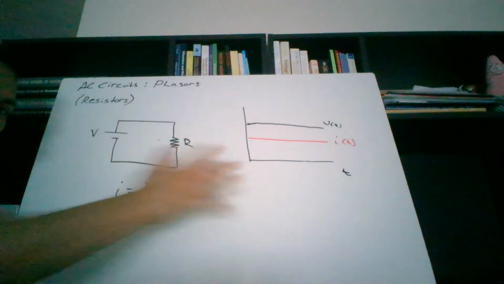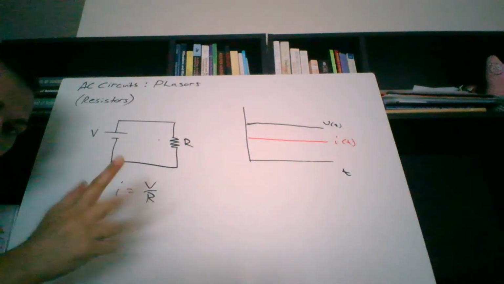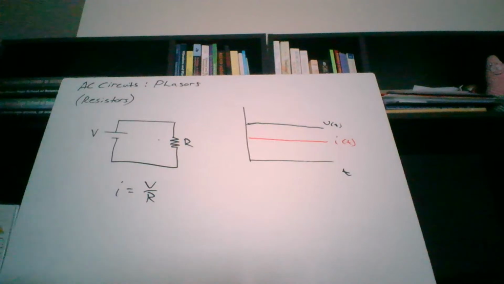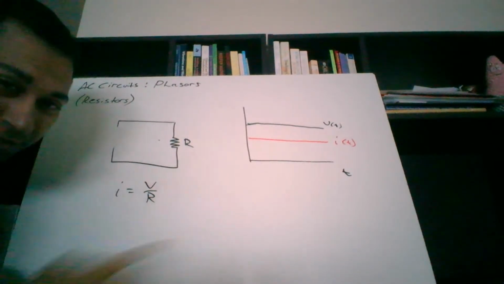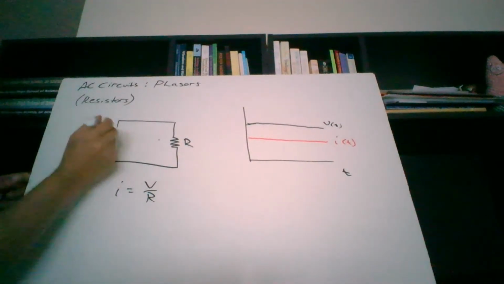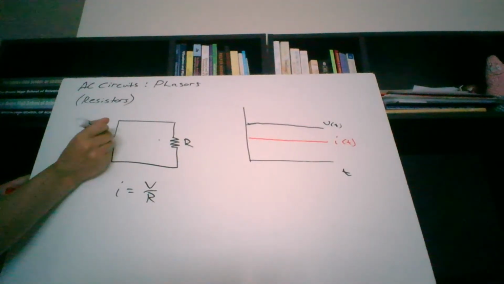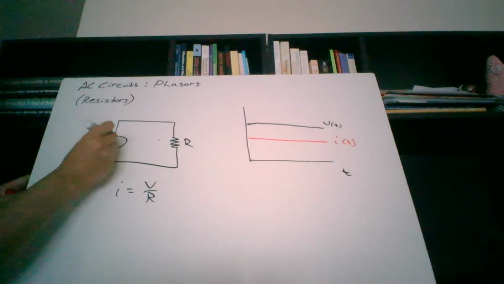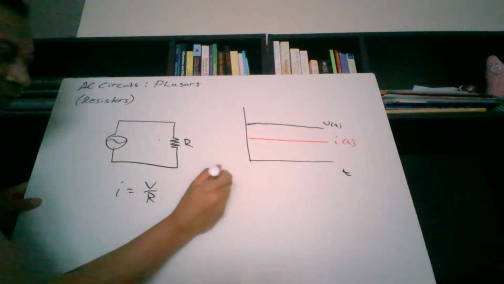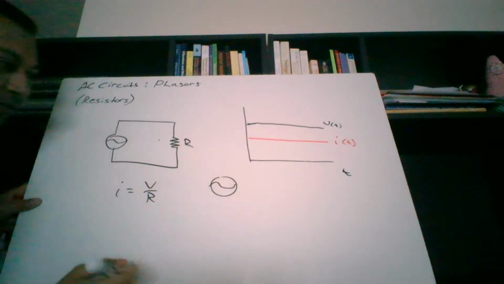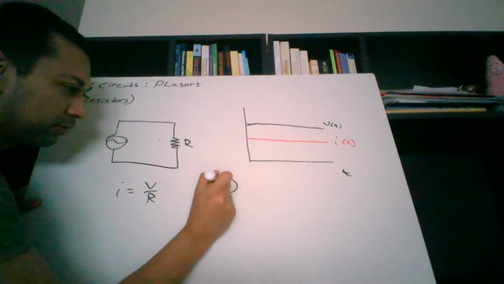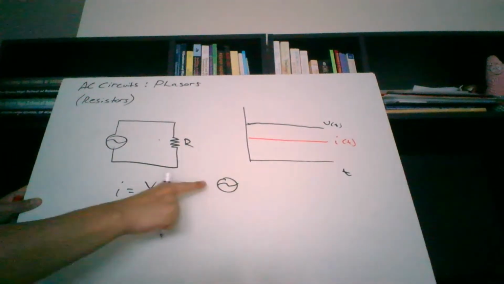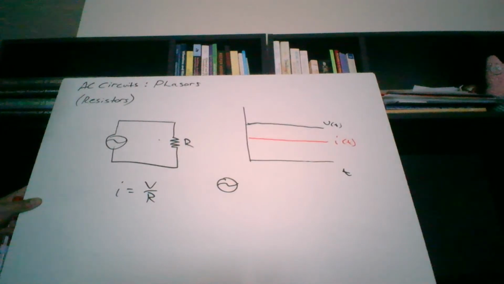Okay? Good stuff. Now we're going to go into the realm of variable current or alternating current. And so instead of putting our battery symbol, the symbol for alternating current is a squiggly line. Let me draw it over here so you can see it better. So that is the symbol for alternating current. It's a voltage, but it's alternating.